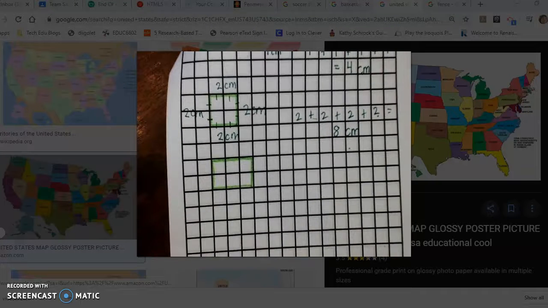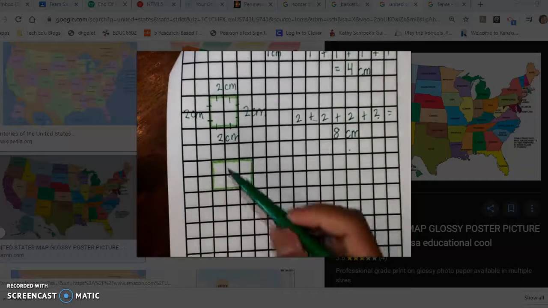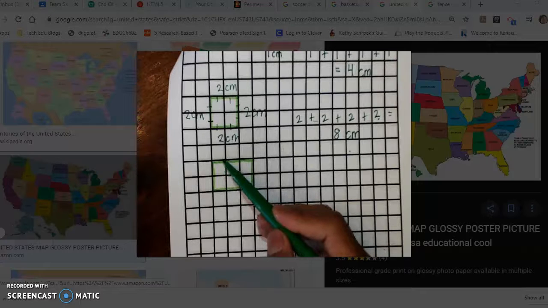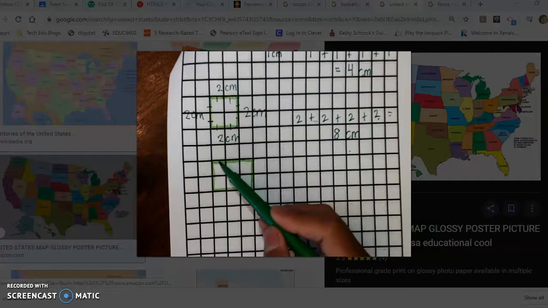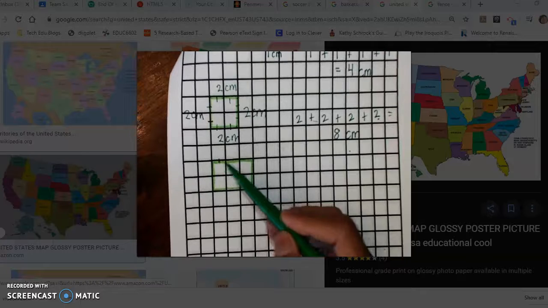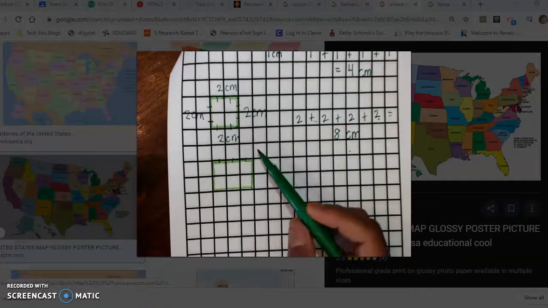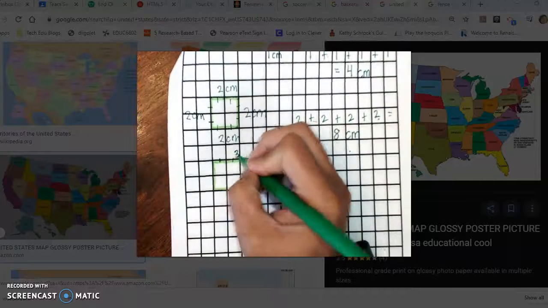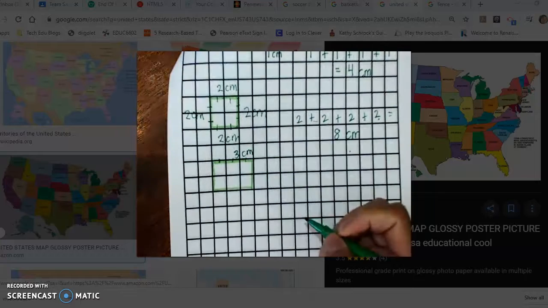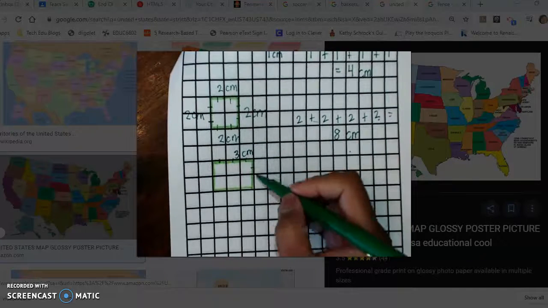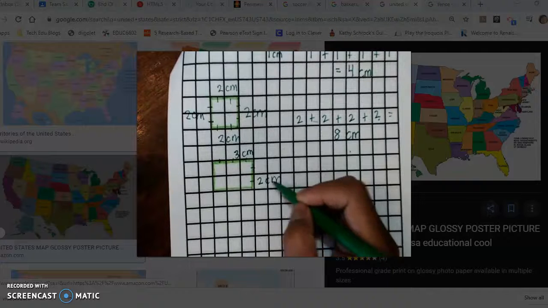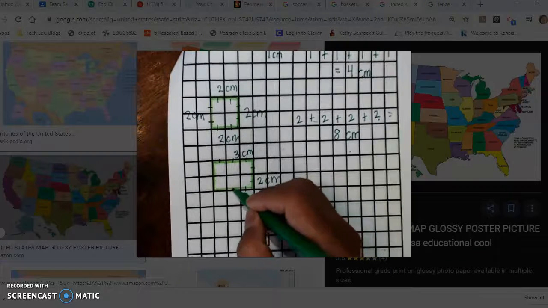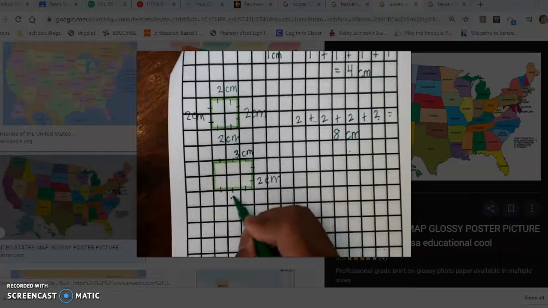And now let's count how many centimeters long the top is. Remember, each square is equal to 1 centimeter. So we're just going to count ones. 1, 2, 3. This is 3 centimeters long. On the side here, we have 1, 2. That's 2 centimeters long. On the bottom, we have 1, 2, 3, and that's 3 centimeters long.